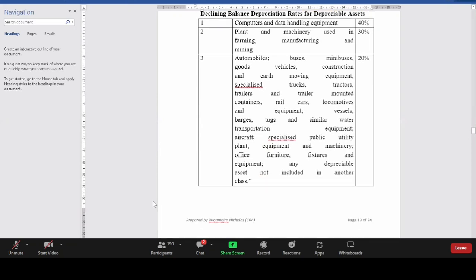Class 1, computer and data handling equipment. Any equipment that stores or holds data is put into class 1. However, you don't forget, guys, the principles of taxation we saw somewhere. That equipment should not be a minor capital equipment. I hope you still recall.